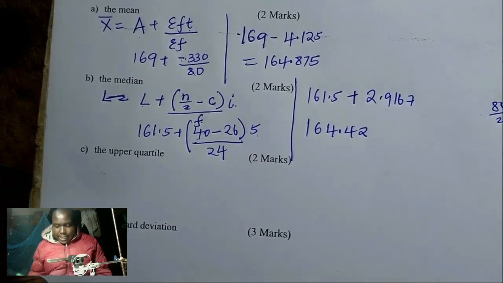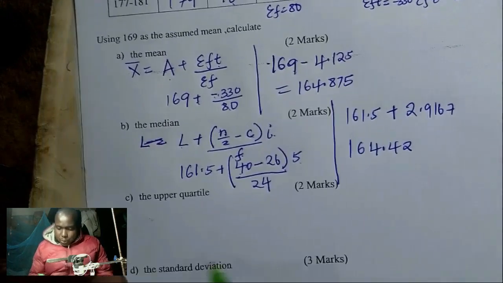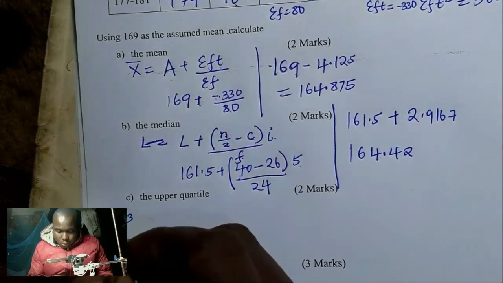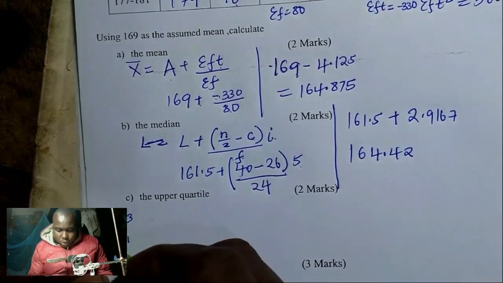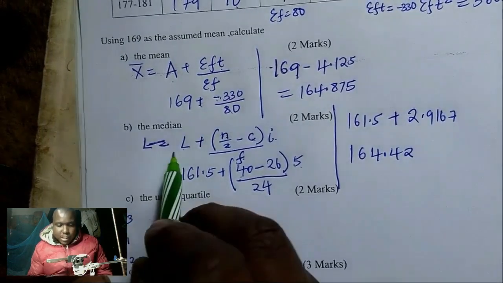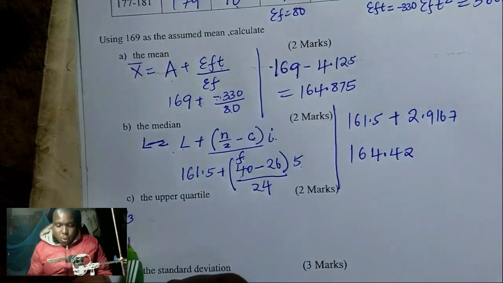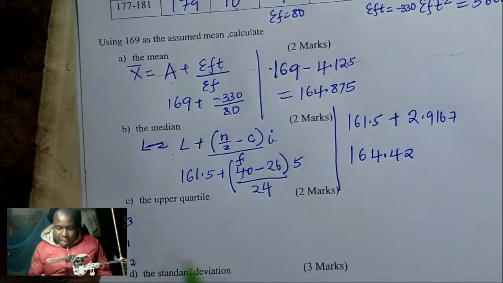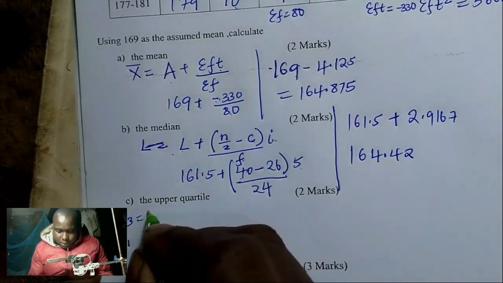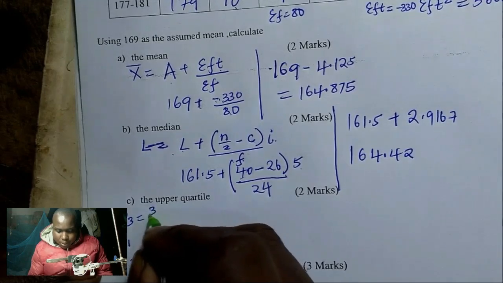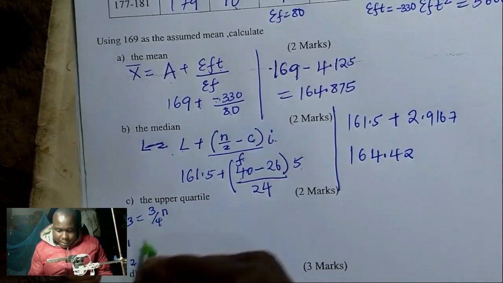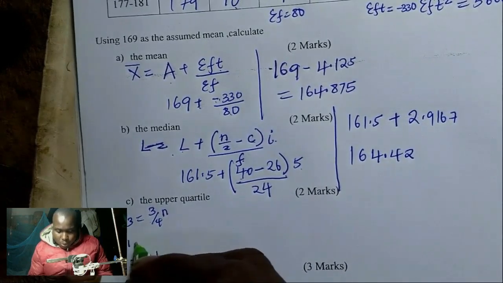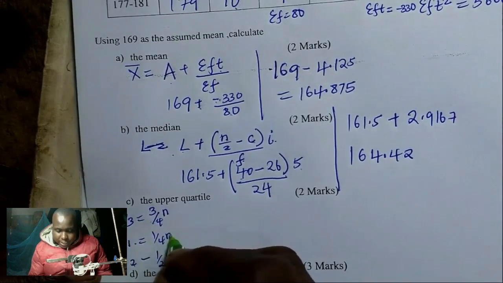The upper quartile. We have the lower quartile Q1 and Q3. Q2 is the median, ndio hii tumefanya. Q1 is the lower quartile. Q3 is the upper quartile. So the upper quartile is gotten by 3 over 4n. Median ndio tumefanya 1 over 2n. The lower quartile is 1 over 4n.